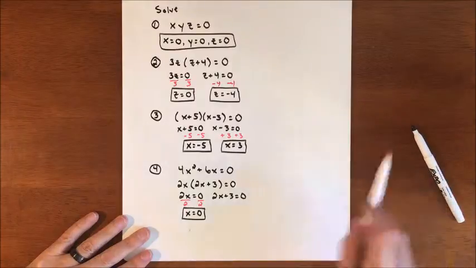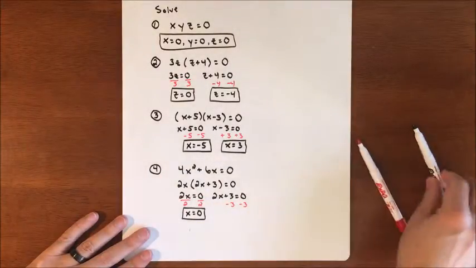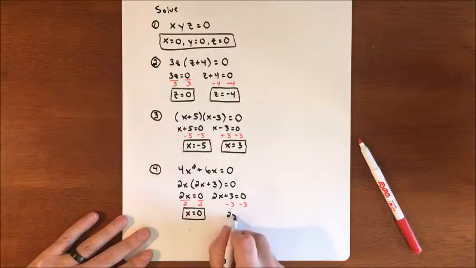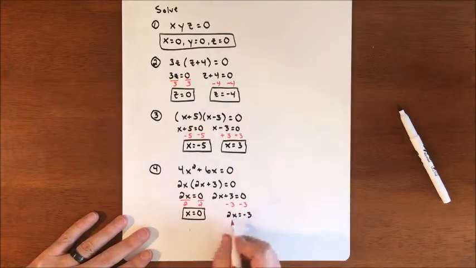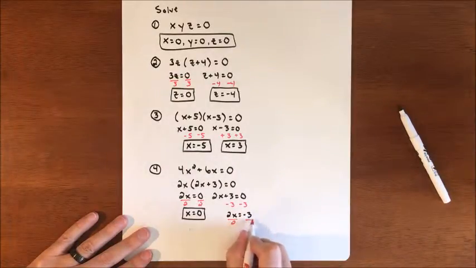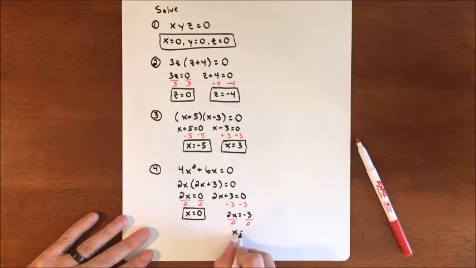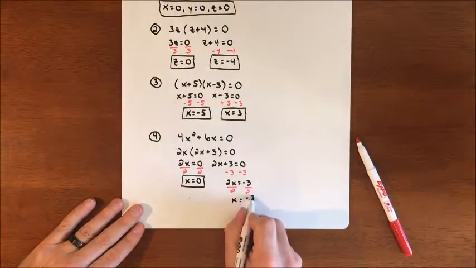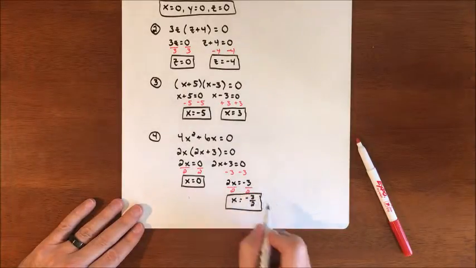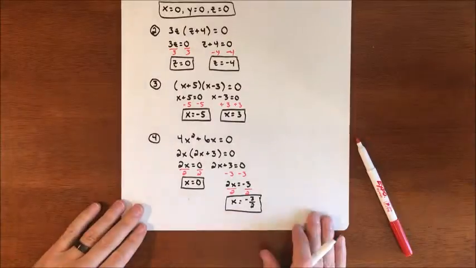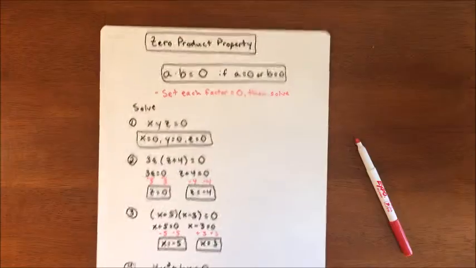And then the second equation, we're going to subtract 3. And that'll get us 2x equals negative 3. Divide both sides by 2 to isolate the x. And x is going to equal negative 3 halves. All right, one more. So another different look to it.